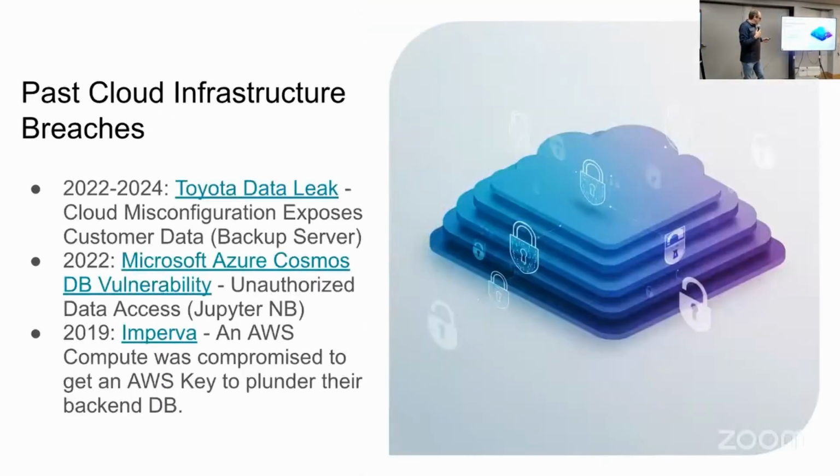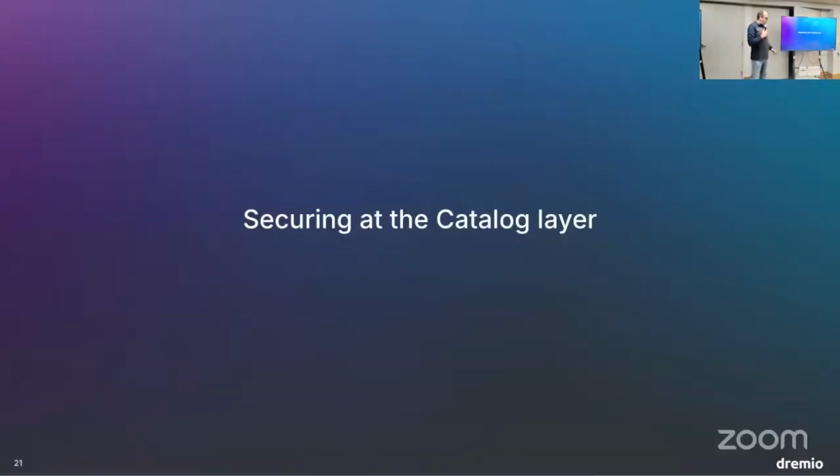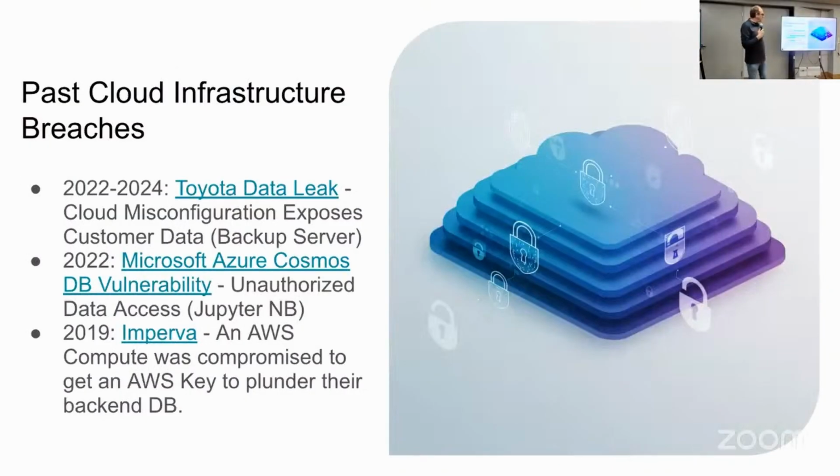Yeah, so let's talk about real life stuff. Cloud infrastructure breaches. Now it's a different type of breach. 2022 or 2024, we don't know very well. Toyota didn't do a good job. There was a cloud misconfiguration, whatever that was, and of course we don't know the details. And that exposed the backup server, and then they got into the backup server.